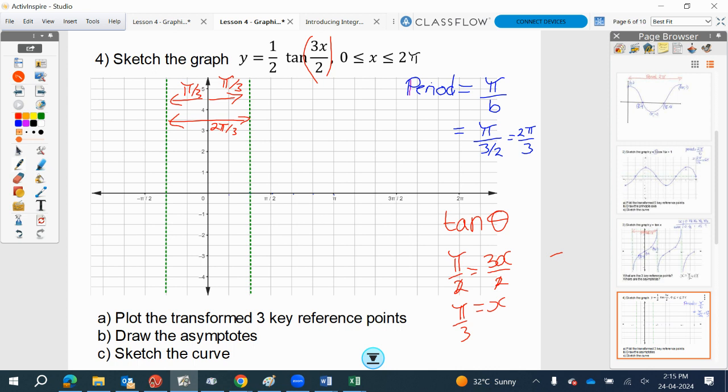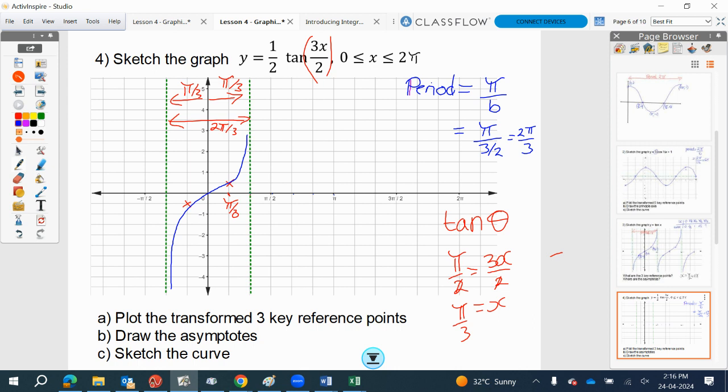Now, the point that's normally at 45 degrees, comma 1, or pi over 4, comma 1, has been halved, hasn't it? It's halfway between these two. It's going to be here. Pi over 2 is halfway between the y-axis and the asymptote. So for this graph, if this is pi over 3, this is pi over 6. So our point is going to be here, at pi over 6, comma a half. And our other point is going to be here. And we can sketch our curve.